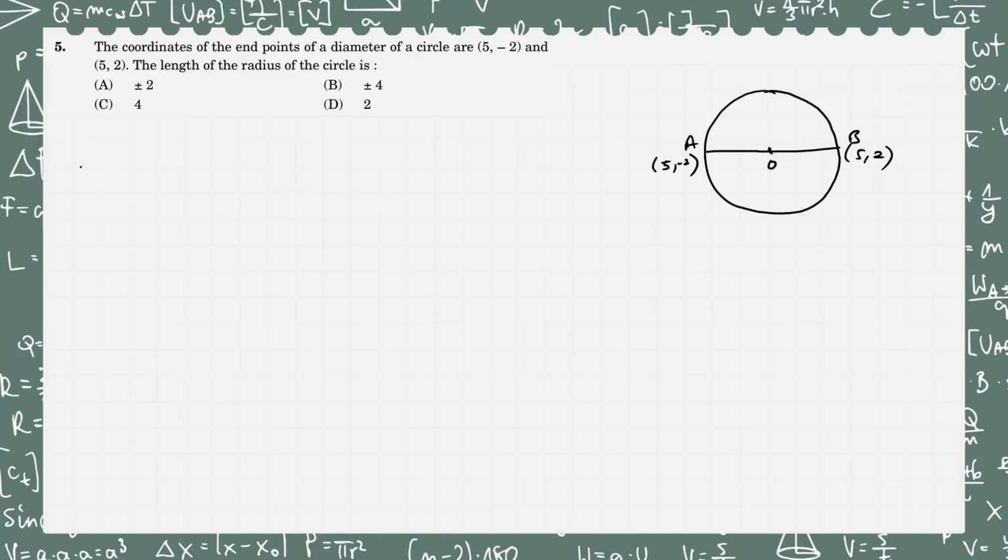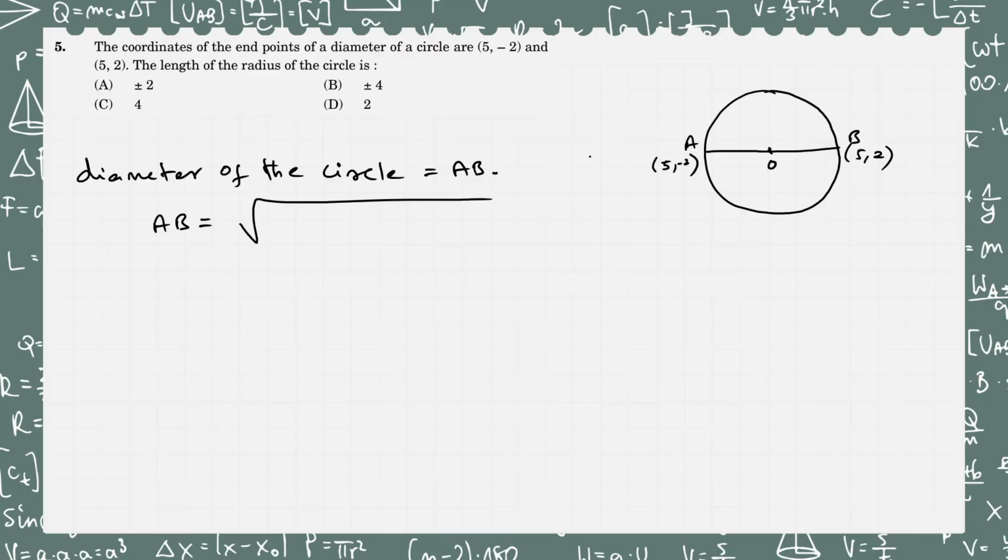So let us find the length of AB, which is the diameter. So the diameter of the circle is equal to the length of the line segment AB. So AB's length will be the square root of, let us take the points as x1, y1 and x2, y2 and apply the distance formula to find the distance between A and B.